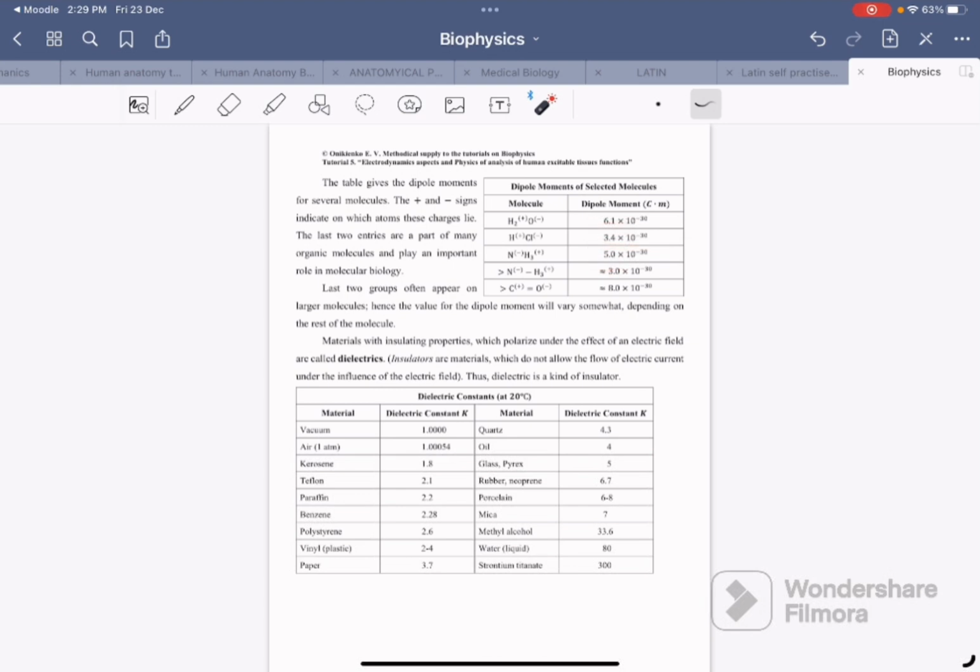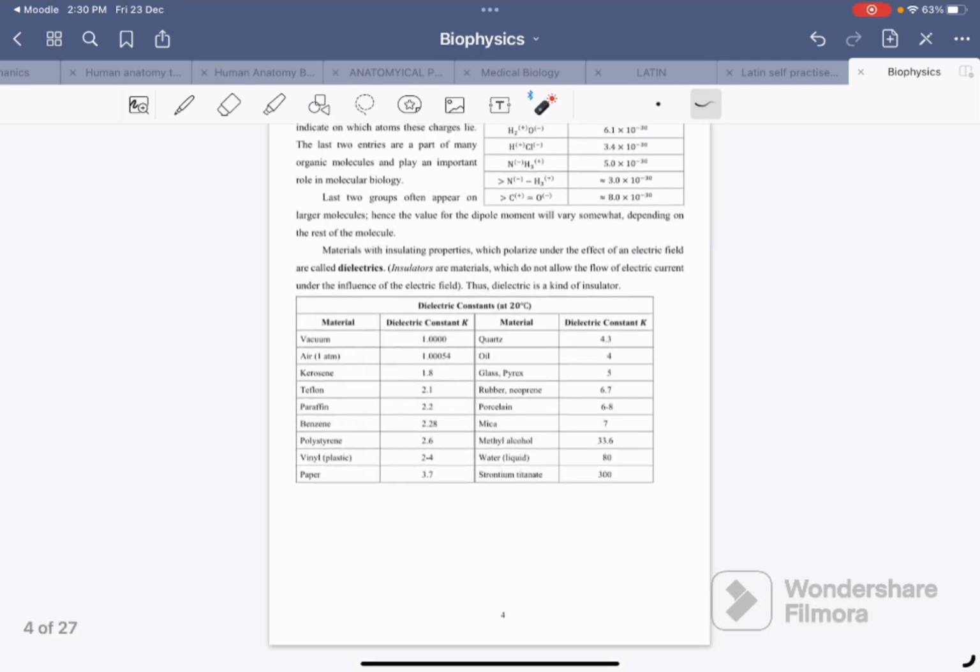When you see the values of the dipole moment, as you can see 6.1 into 10 to the power minus 30 and all those with the same base of 10 to the power minus 30, the magnitude here itself is quite the greatest among them. So it depends only on the magnitude since they all have the same base, right?